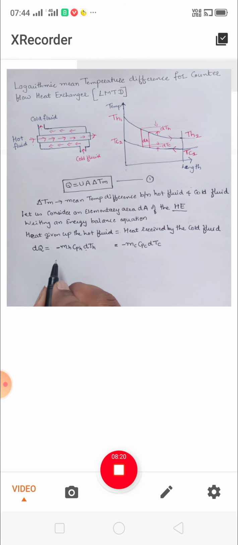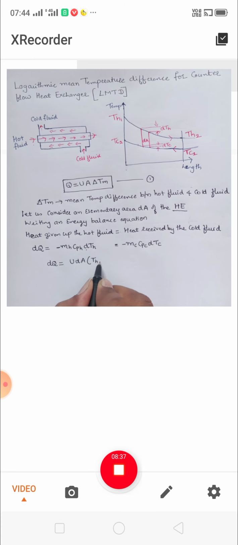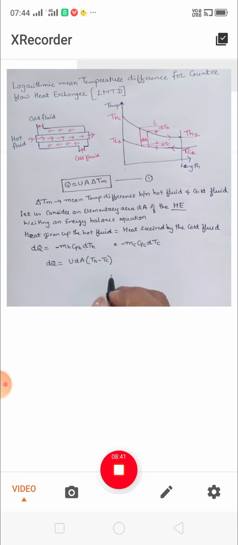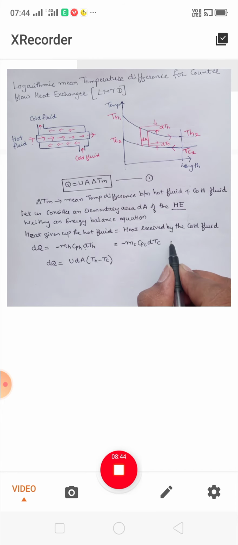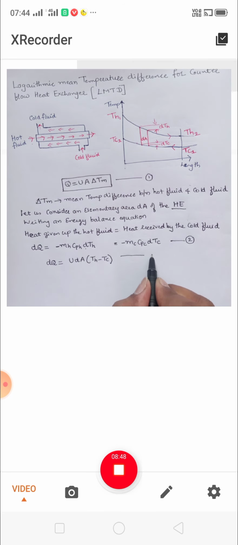So from now, I can write this dq, the rate of heat transfer for this elementary area, in this form also, where dq is equal to U into dA into delta T. Delta T is nothing but the difference in temperatures of the hot fluid and the cold fluid. So let me write equation number 2 for this and equation number 3 for this.